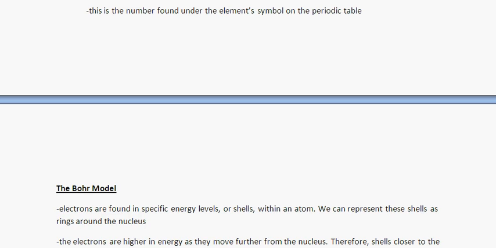So, for example, hydrogen. If you look on your periodic table, you'll see it has an atomic mass of 1.01. So from this you can assume that most hydrogen is hydrogen 1, which is one proton and 0 neutrons. But you can also find hydrogen 2 and hydrogen 3 even.